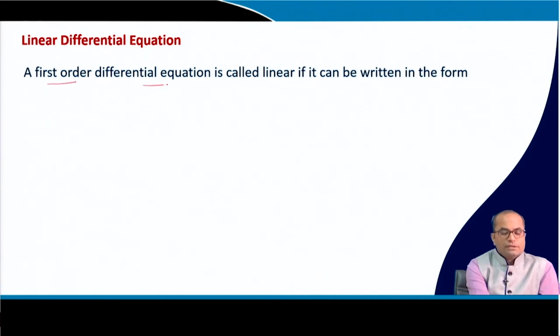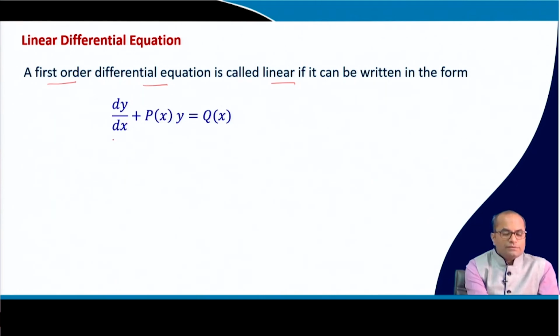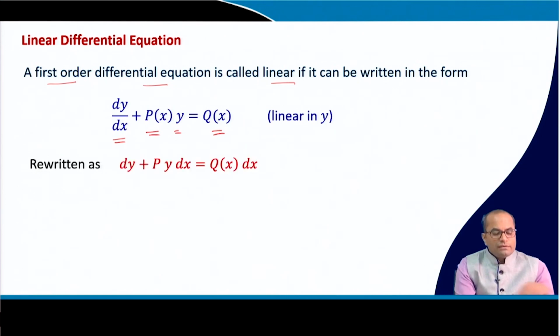A first order differential equation is called linear, as we have discussed before. This is the general form: dy over dx plus p(x) y is equal to q(x). This is the general form of a first order linear differential equation, where p(x) and q(x) are functions of x. We can rewrite this equation in differential form. We just multiply this equation by the differential dx, so we have dy plus p(x) y dx on the left, and on the right-hand side we have q(x) dx.